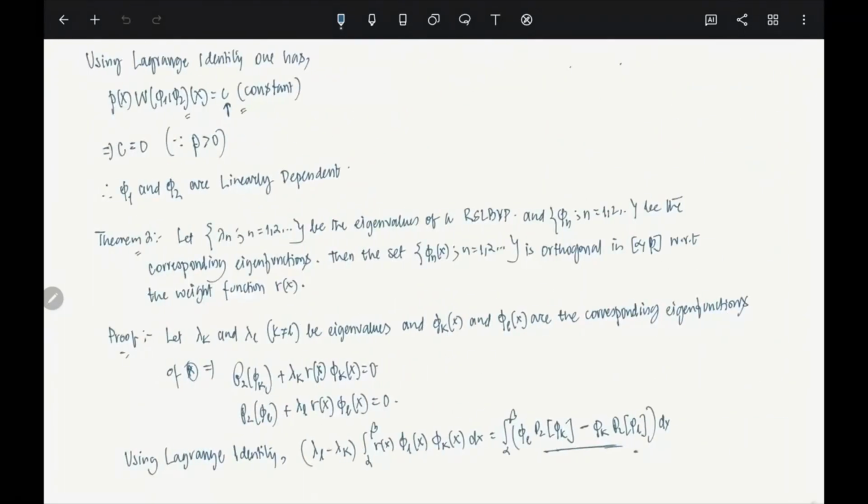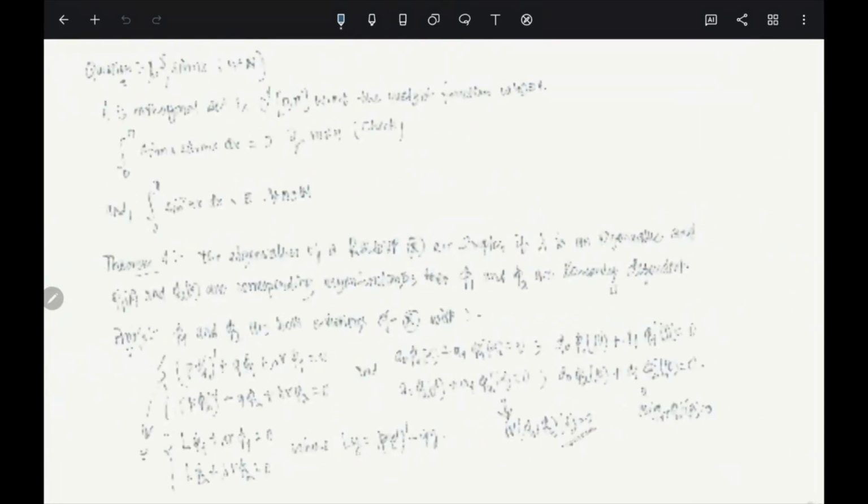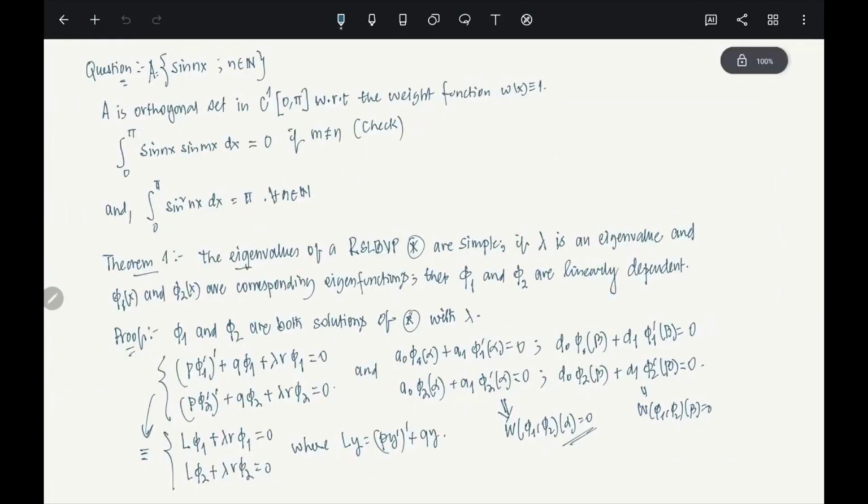So what did we prove? First of all, how do you produce an orthogonal set of functions? You just look at the eigenvalues and corresponding eigenfunctions. The corresponding eigenfunctions of our regular Sturm Liouville boundary value problems are going to be orthogonal. And also, what did we prove? We also showed that the eigenvalues corresponding to a regular Sturm Liouville boundary value problem are simple. Is it okay?